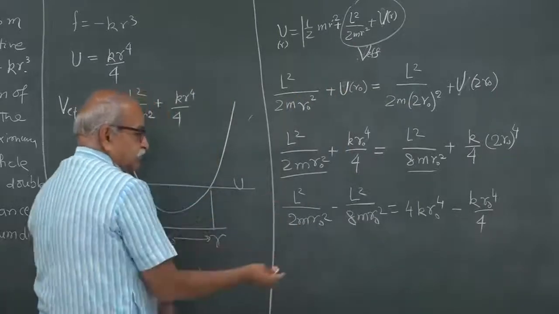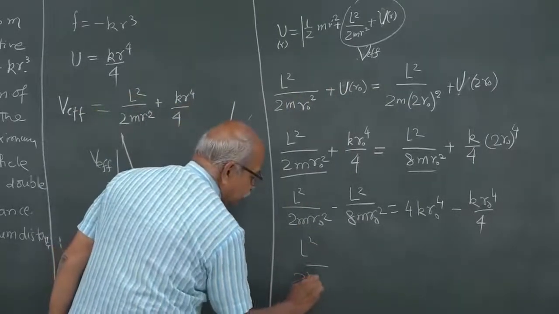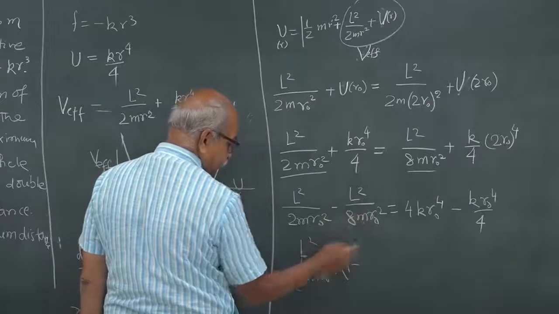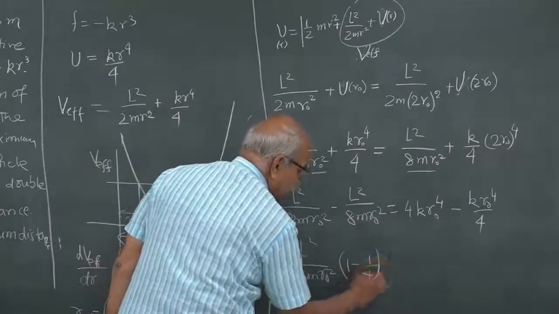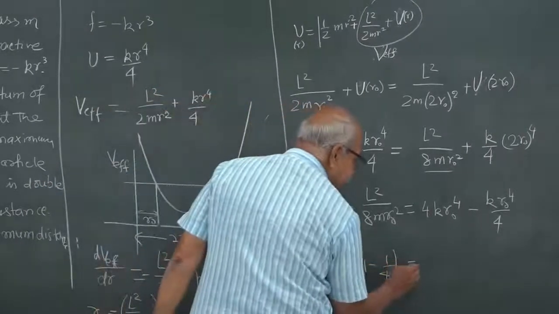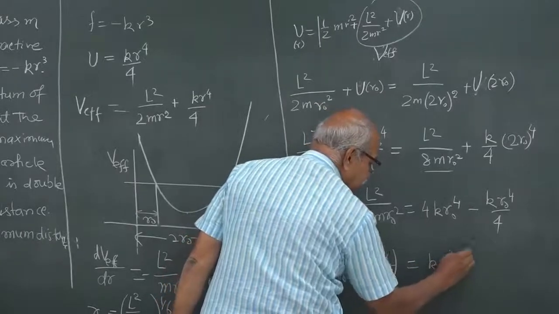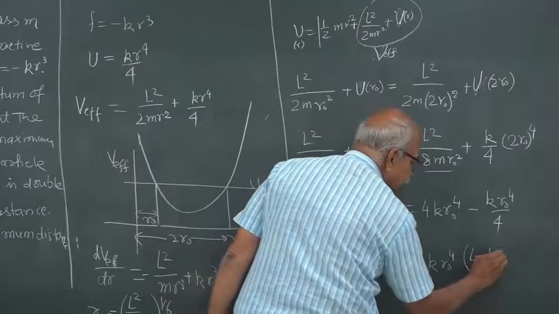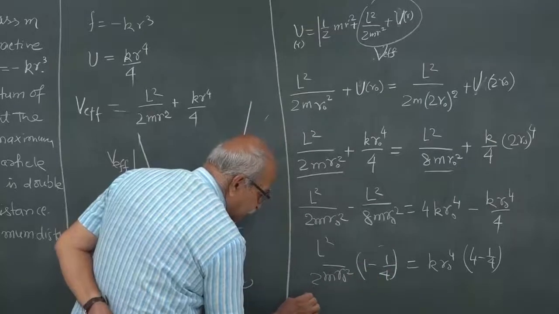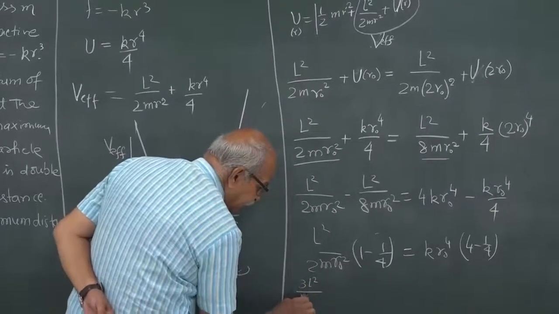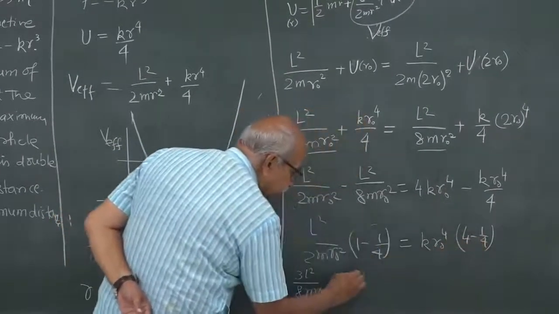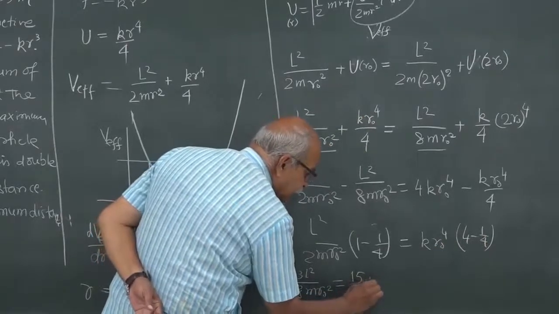Alright, so easy to calculate. L square by 2 m r naught square and then you have 1 minus 1 by 4, I have taken, so 1 by 4. Correct, 1 by 8 here, 1 by 2 is here and 1 by 4 is here, and this side k r naught to the power 4 and then you have 4 minus 1 by 4. Alright. So, this is 3 by 4, this is 3 by 4. So, 3 L square divided by 8 m r naught square, and on that side it is 15 by 4 times k r naught 4.